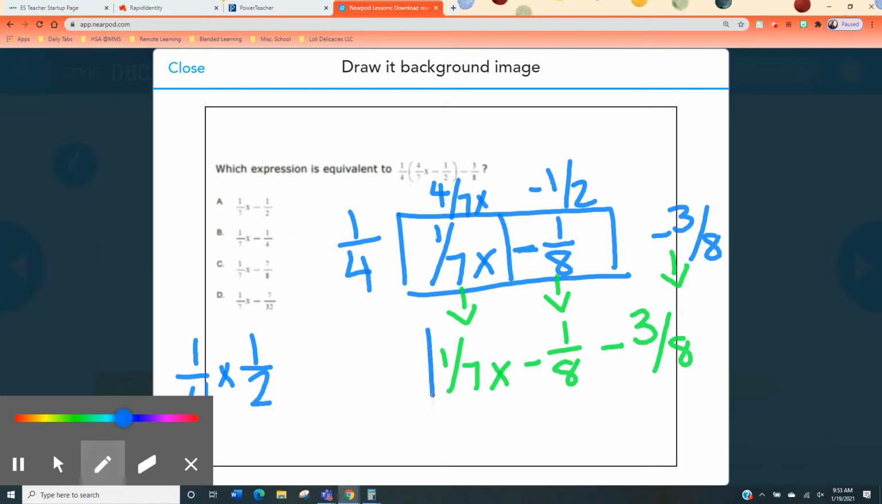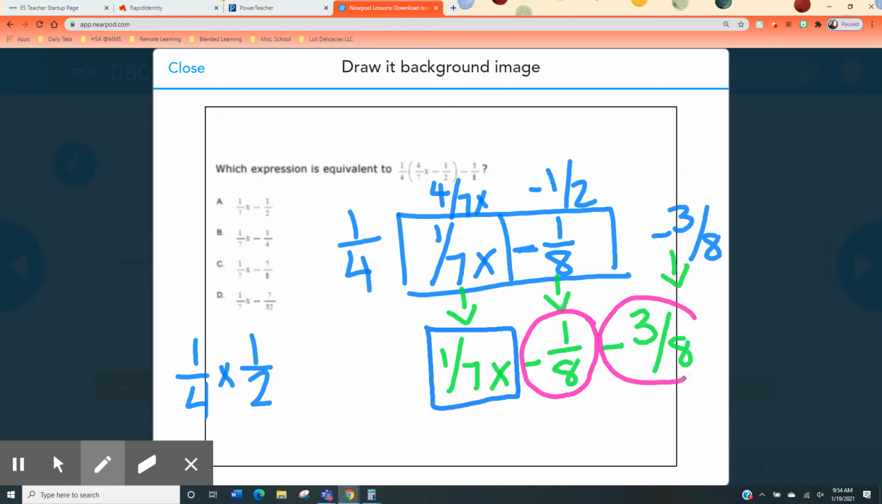So this 1/7 x is alone. That's the only term that has a variable. And then I'm going to go ahead and combine -1/8 minus 3/8. So I'd have 1/7 x, and if I combine -1/8 minus 3/8, who can tell me what that gives me?